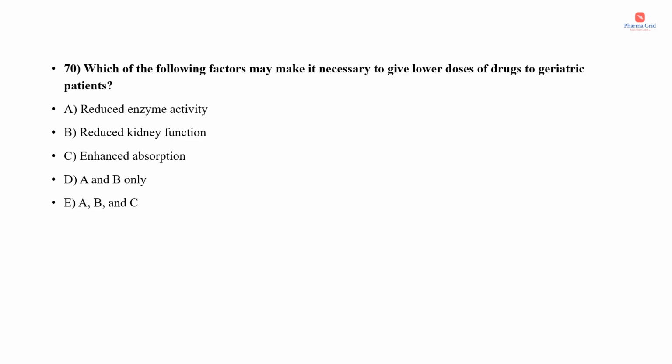Question number 70. Which of the following factors may make it necessary to give lower doses of drugs to geriatric patients? The options are: reduced enzyme activity, reduced kidney function, enhanced absorption, A and B only, A, B and C. Here the correct answer is option D, that is A and B only, which means reduced enzyme activity and reduced kidney function. The liver and kidneys commonly become less functional in the elderly or geriatric patients.